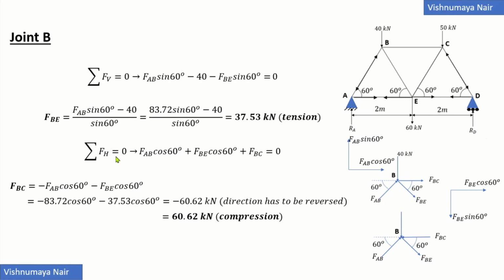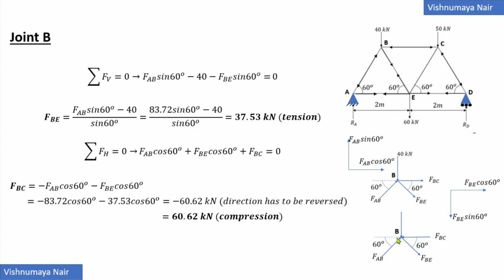Now, summation FH is equal to 0 implies FAB cos 60 plus FBE cos 60 plus FBC is equal to 0. Now, FBC will be equal to minus FAB cos 60 minus FBE cos 60, which is equal to minus 83.72 cos 60 minus 37.53 cos 60, which is equal to minus 60.62 kilonewton. Since this is negative, we will have to reverse the direction of FBC. So it will be towards the joint like this. The direction of this force FBC is towards the joint B.